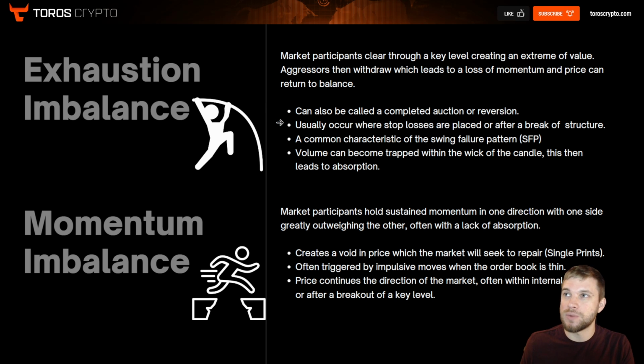It usually occurs where stop losses are placed, or after a break of structure, or often if you get liquidations occurring. It's a common characteristic of the swing failure pattern, and volume can become trapped within the wick of the candle. This then leads to absorption.